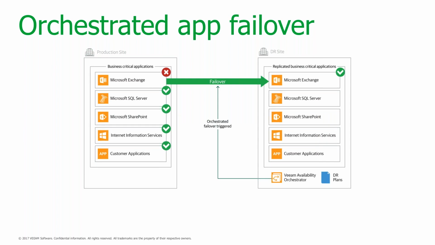Typically, we normally see a single application or group of applications going down. So I've just illustrated that here on the screen for you as well. Exchange goes down. We use VAO to trigger the failover. The DR site now becomes the production site just for Exchange, while the other applications, SQL Server, SharePoint, IIS, anything else running your business is still being handled at that production site.